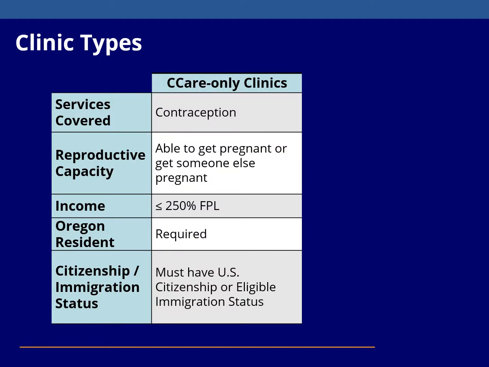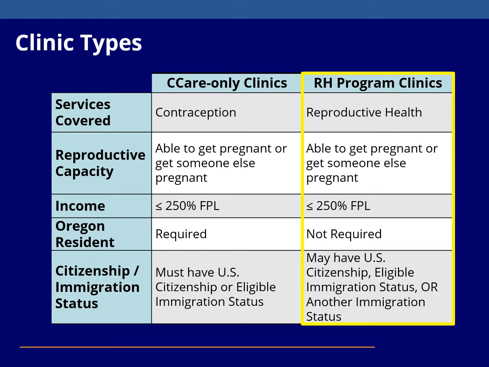Clinics that are CCARE only can get reimbursed for contraceptive services provided to clients enrolled in RH program coverage. And to get these services covered at CCARE only clinics, clients must be able to get pregnant or get someone else pregnant, be at or below 250% of the federal poverty level, be an Oregon resident, and either have U.S. citizenship or what we call eligible immigration status.